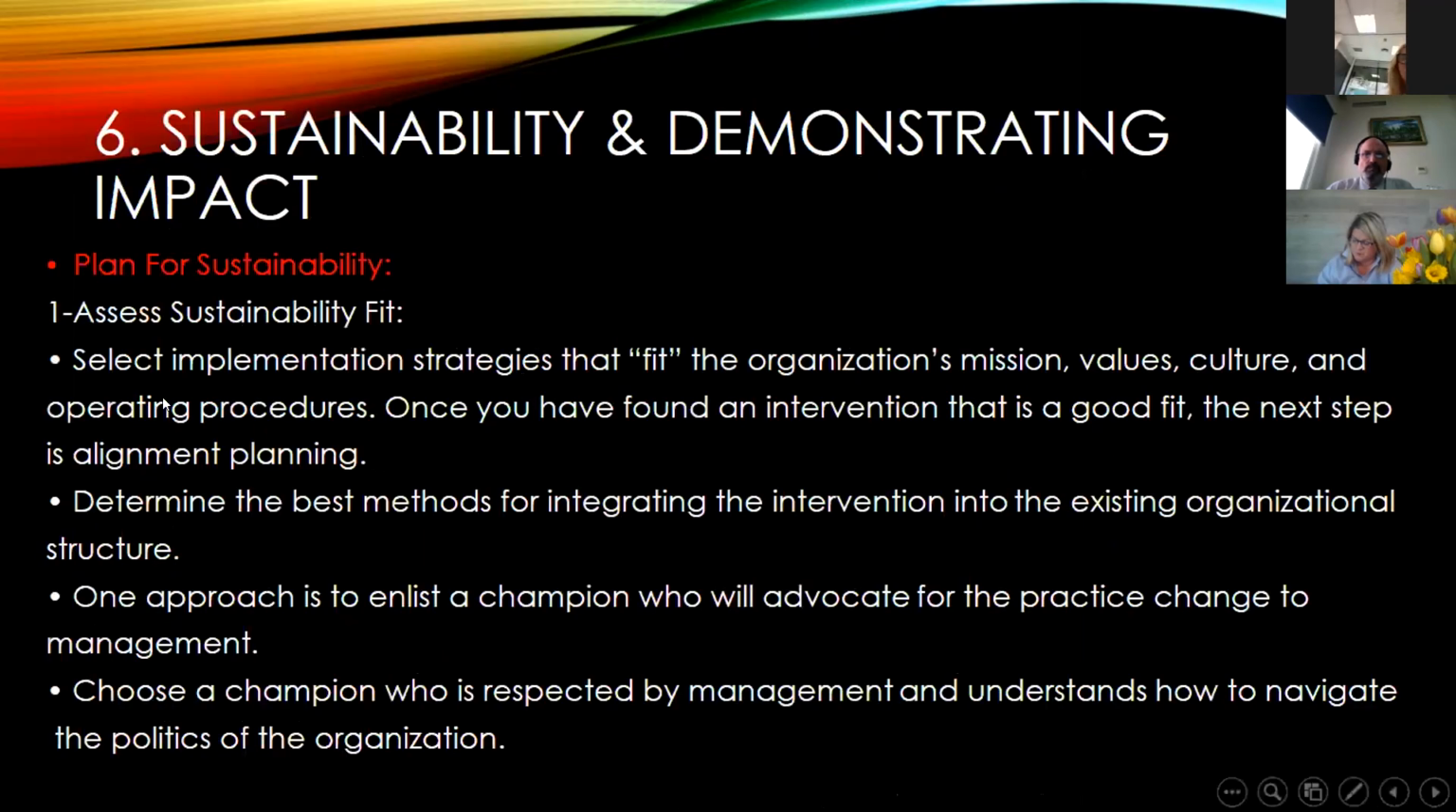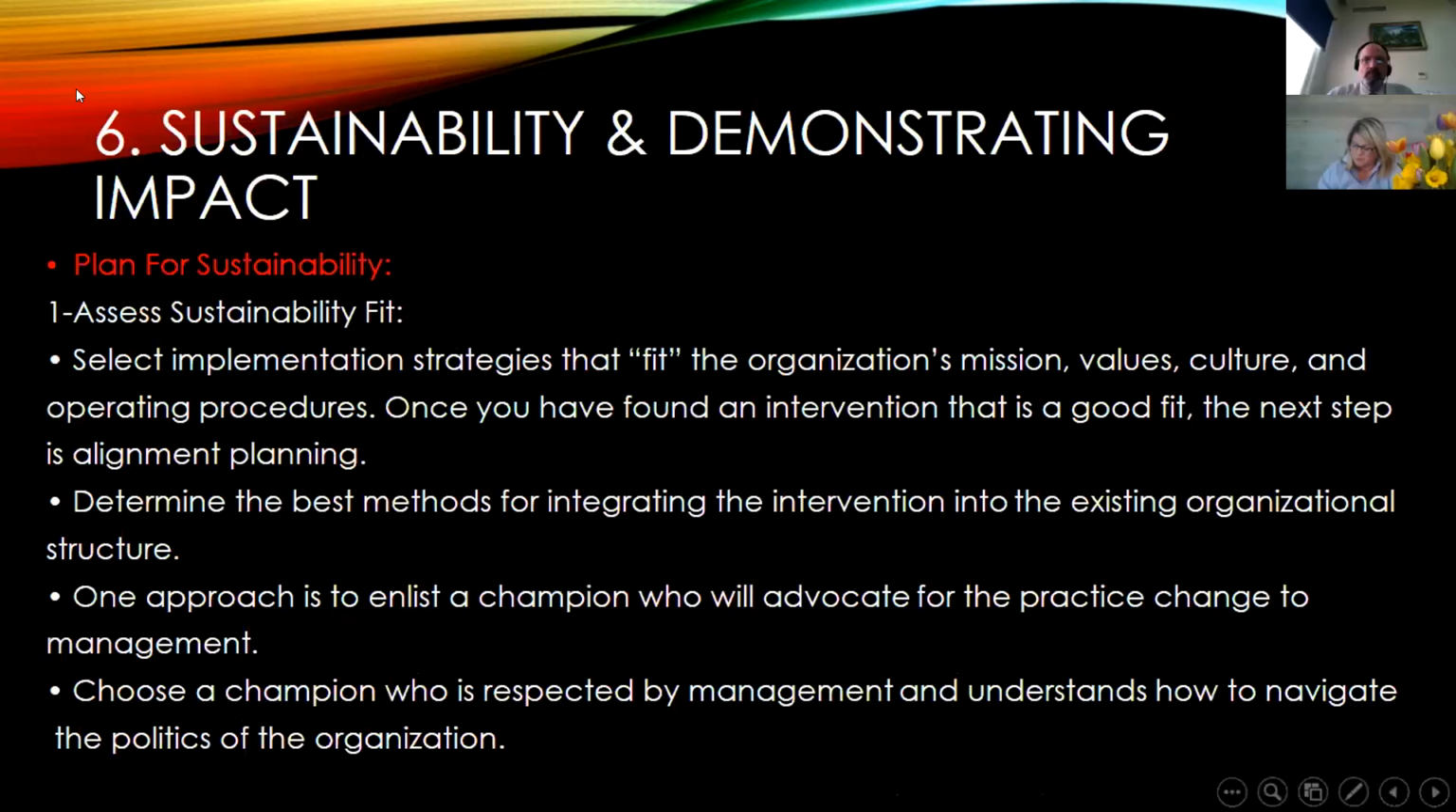Sustainability and demonstrating the impact. Plan and sustainability. As the sustainability fit, select implementation strategies that fit the organization's mission, values, culture, and operating procedures. Once you have found the intervention that is a good fit, the next step is aligned planning.